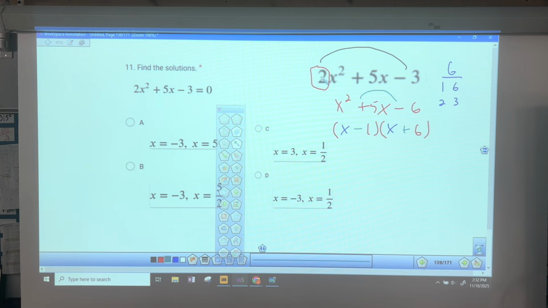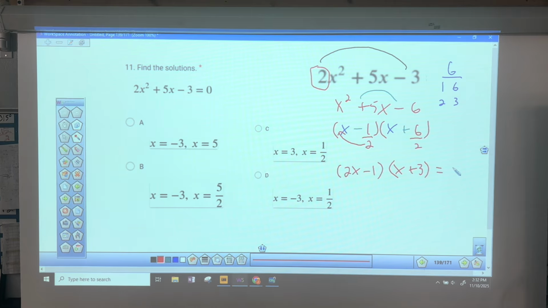Not done. You have to ask me, what do I do about that 2? And here's what we do about that 2. We bring it down and put it underneath this and this. So this will simplify to x plus 3. This won't simplify, so we throw that 2 out in front. So that gives us 2x minus 1. So if we're setting both of these equal to 0 for their zero product property, x would equal negative 3. So I have three choices that have x equals negative 3: A, B, or D.